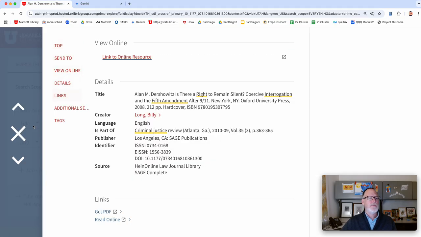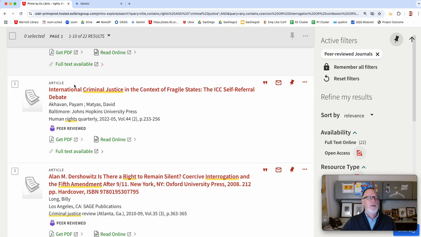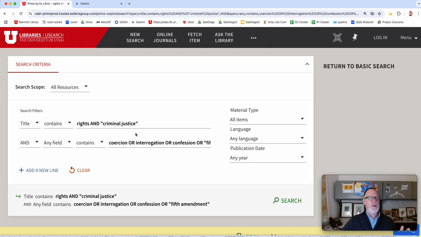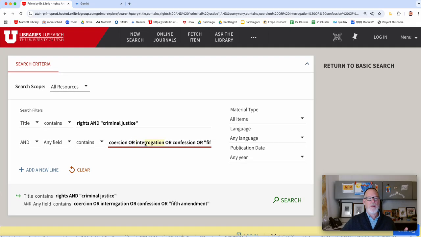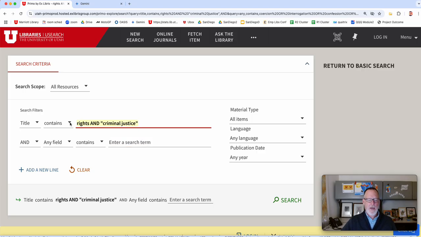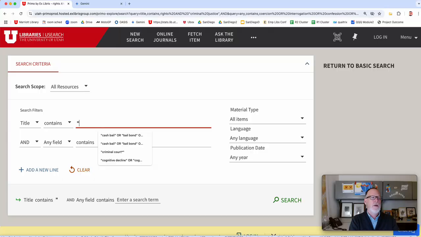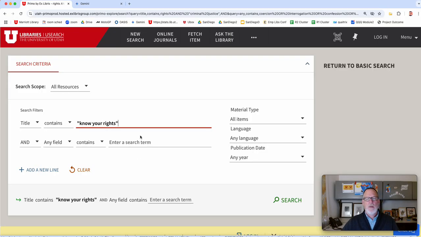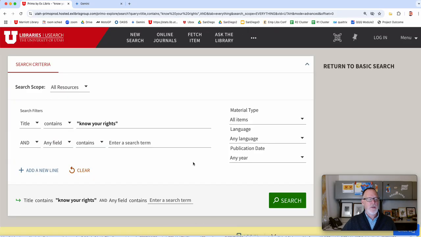Another way to do it, so that was my first thing. So rights and criminal justice, and then all of these things are keywords that you build from, like probable cause or illegal search and seizure or right to counsel. And then this is the container that it shows up in. What if we want to find something about your cards? So you could justify your infographic by saying, know your rights. Let's see what happens in that search.